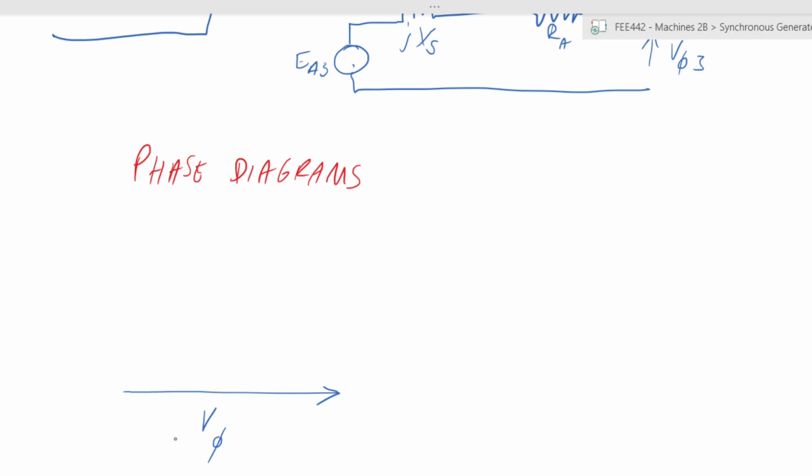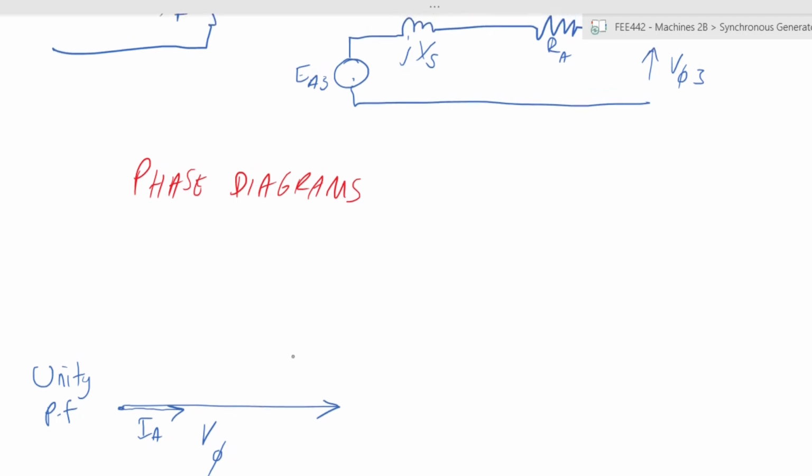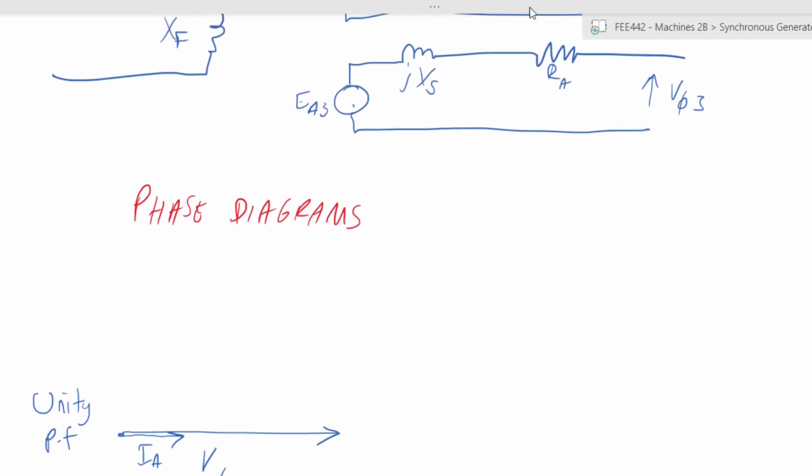Now, if you have a load that has unity power factor, it is at the same power angle as your terminal voltage. So let's say it is just in parallel here. Let's call it IA at unity power factor, right? They are parallel to each other in the same direction. What happens to your other elements? So you have your current IA, let's indicate it here.